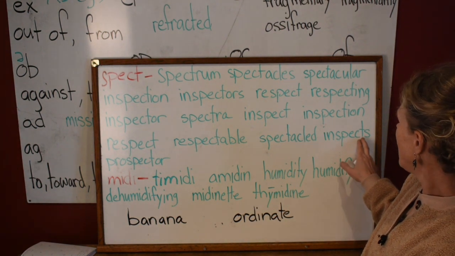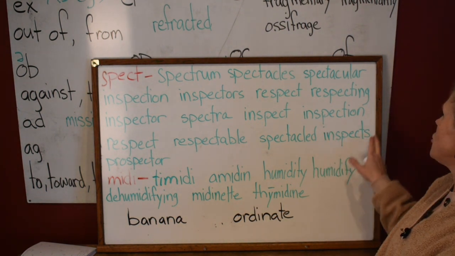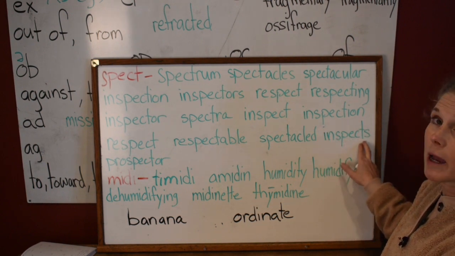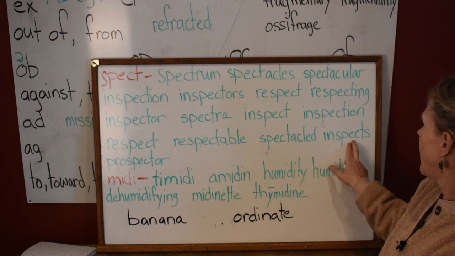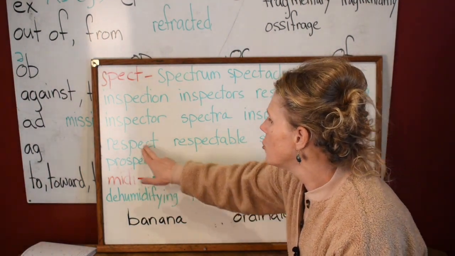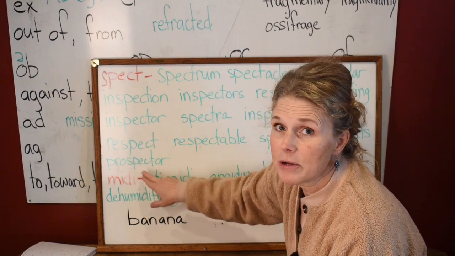Inspects. This is going into being able to see something plurally, more than one time. There's more than one happening to be able to see. Prospector. This is a person who sees something out in the field.